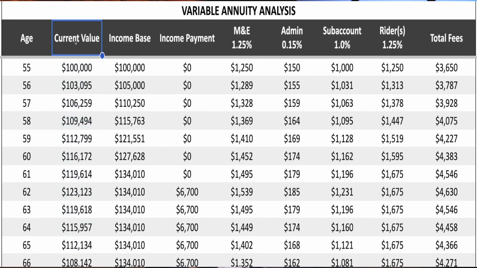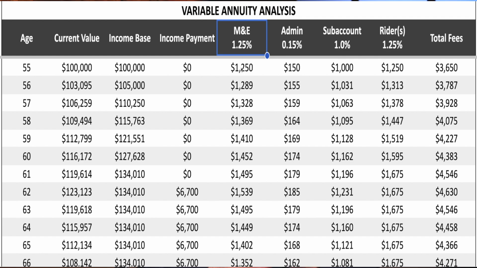Also, I think that a 7% return is really generous here because most of these will have restrictions on subaccounts that have track records of less than 7%. But that's what we're going to use. So we'll assume that the initial deposit was $100,000. That means that in year one, the current value and the income base are both $100,000. And in year one, there's no income payment because this person isn't retired yet. So we'll put a 0 there.